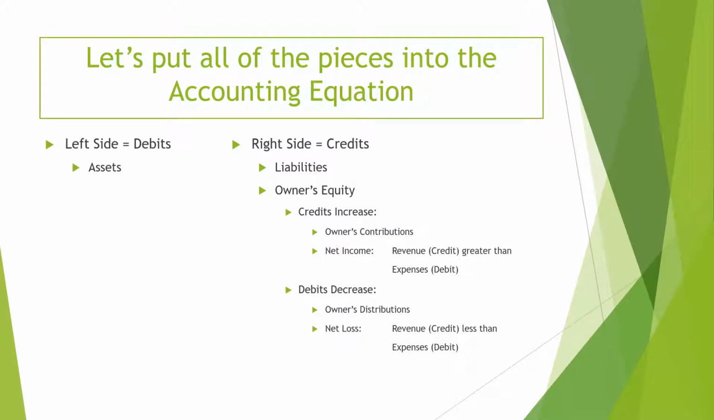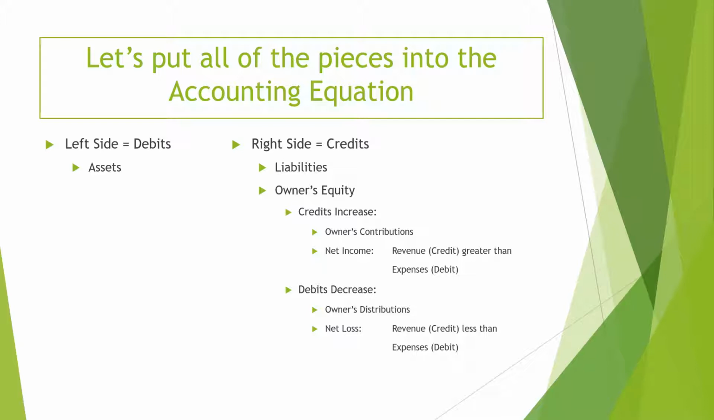So let's put all of these pieces together in the accounting equation. The left side, debits, those are our assets because they carry a normal debit balance. The right side are credits. They are represented by our liabilities and our owner's equity. We've learned that owner's equity has multiple parts.